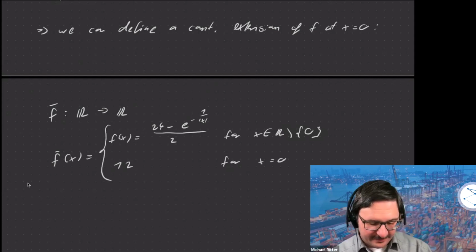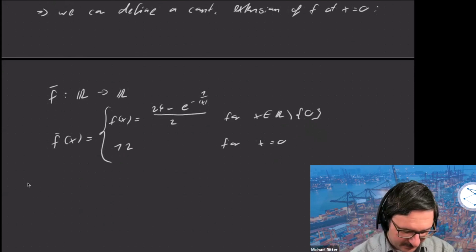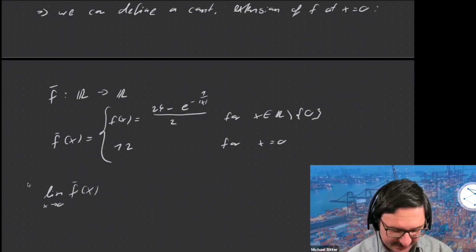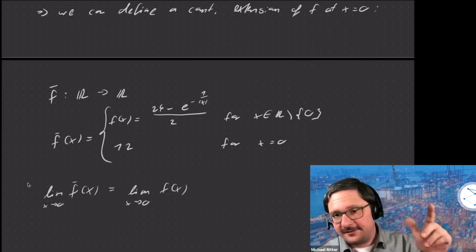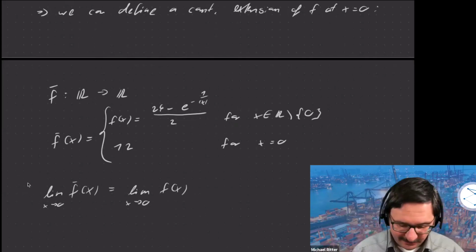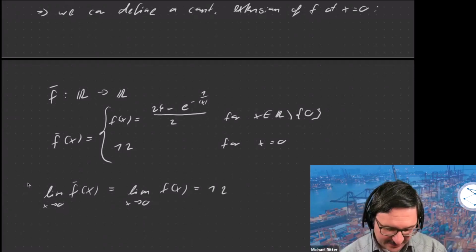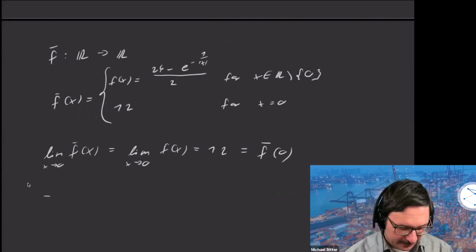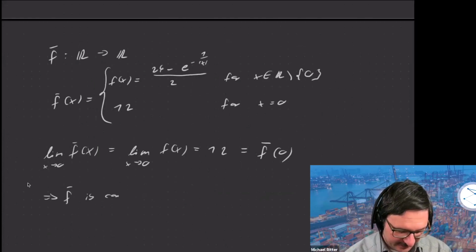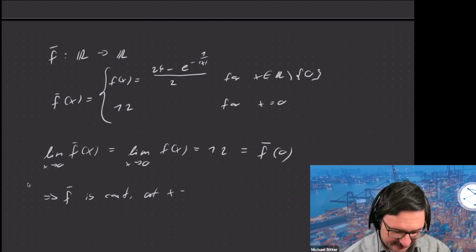And now if you look at that, we know that the limit of f bar of x as x goes to 0 is of course the same as the limit of f of x as x goes to 0, because f bar is the same as f outside of that 0. So the limit has to agree, that's 12. And that in turn is the same as the function value at 0, because we defined it that way. So obviously, f bar is continuous at x equals 0.